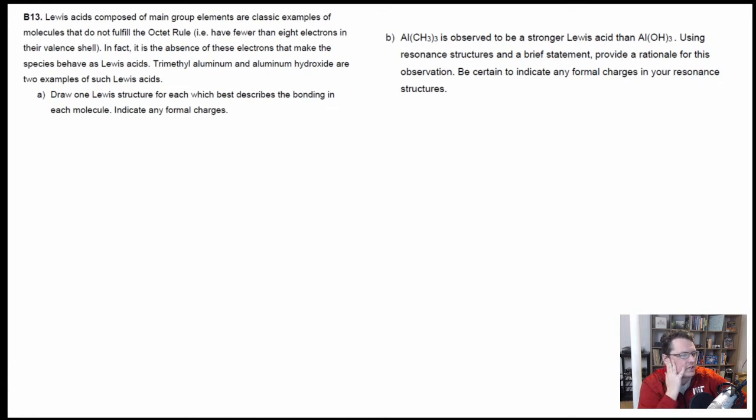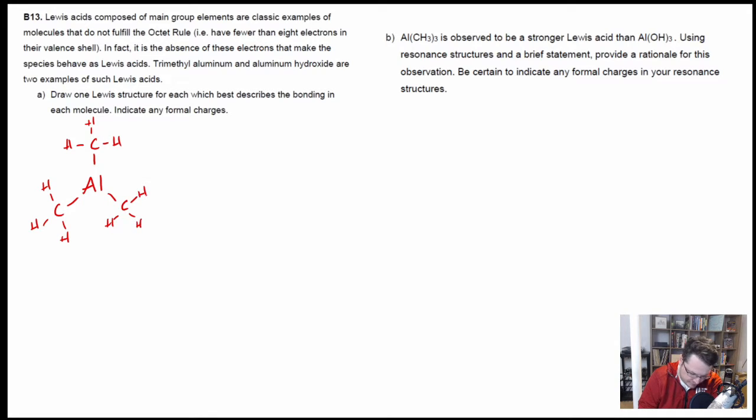And so in this case, we're talking about trimethyl aluminum and aluminum hydroxide. We can draw out both of those structures. If we're looking at trimethyl aluminum, it's simply aluminum in the middle, and then we have 3 methyl groups, so three CH3 groups off of it. So we have a carbon with all of these guys right there. Each one of the carbons has a full octet. They all have 4 bonding pairs.